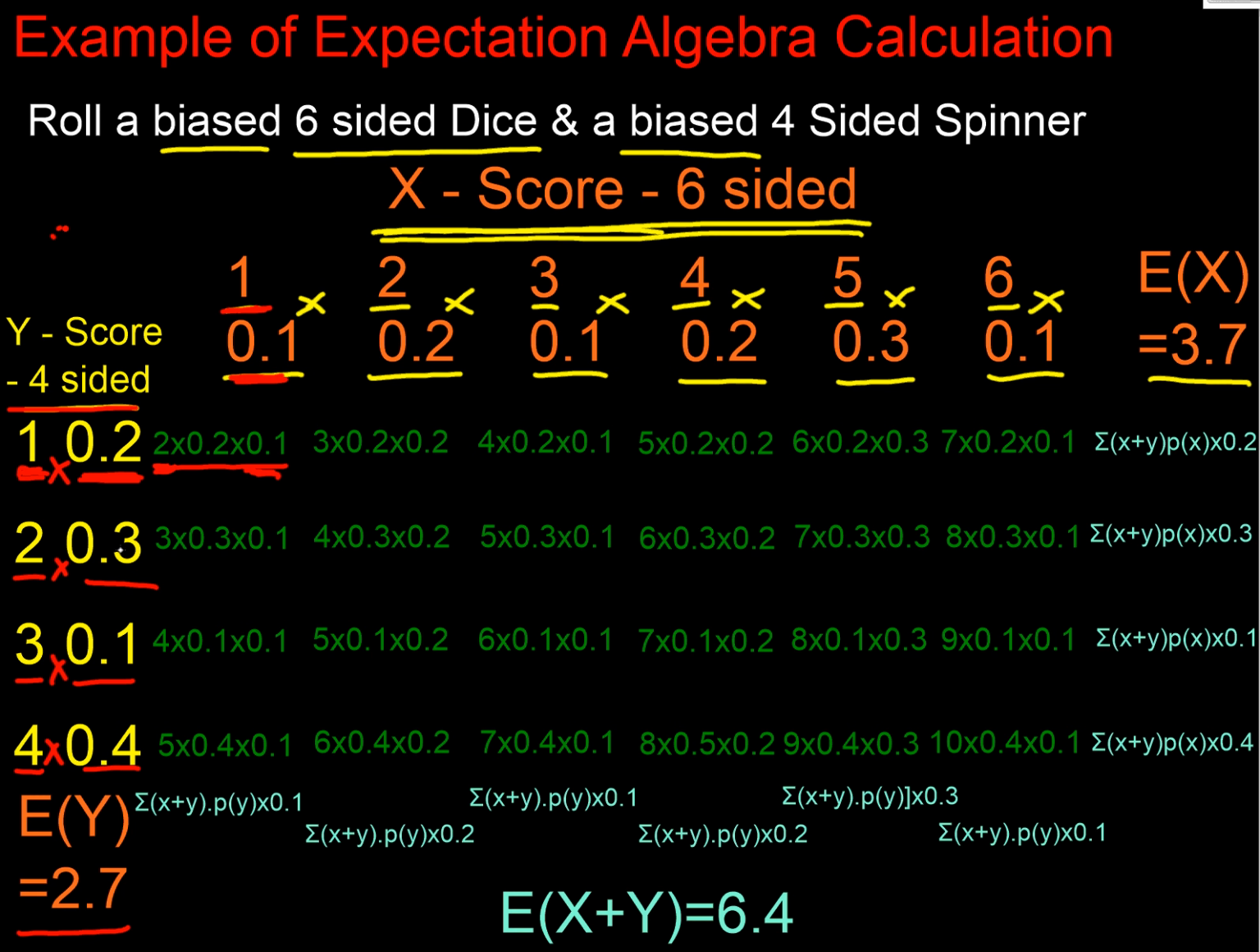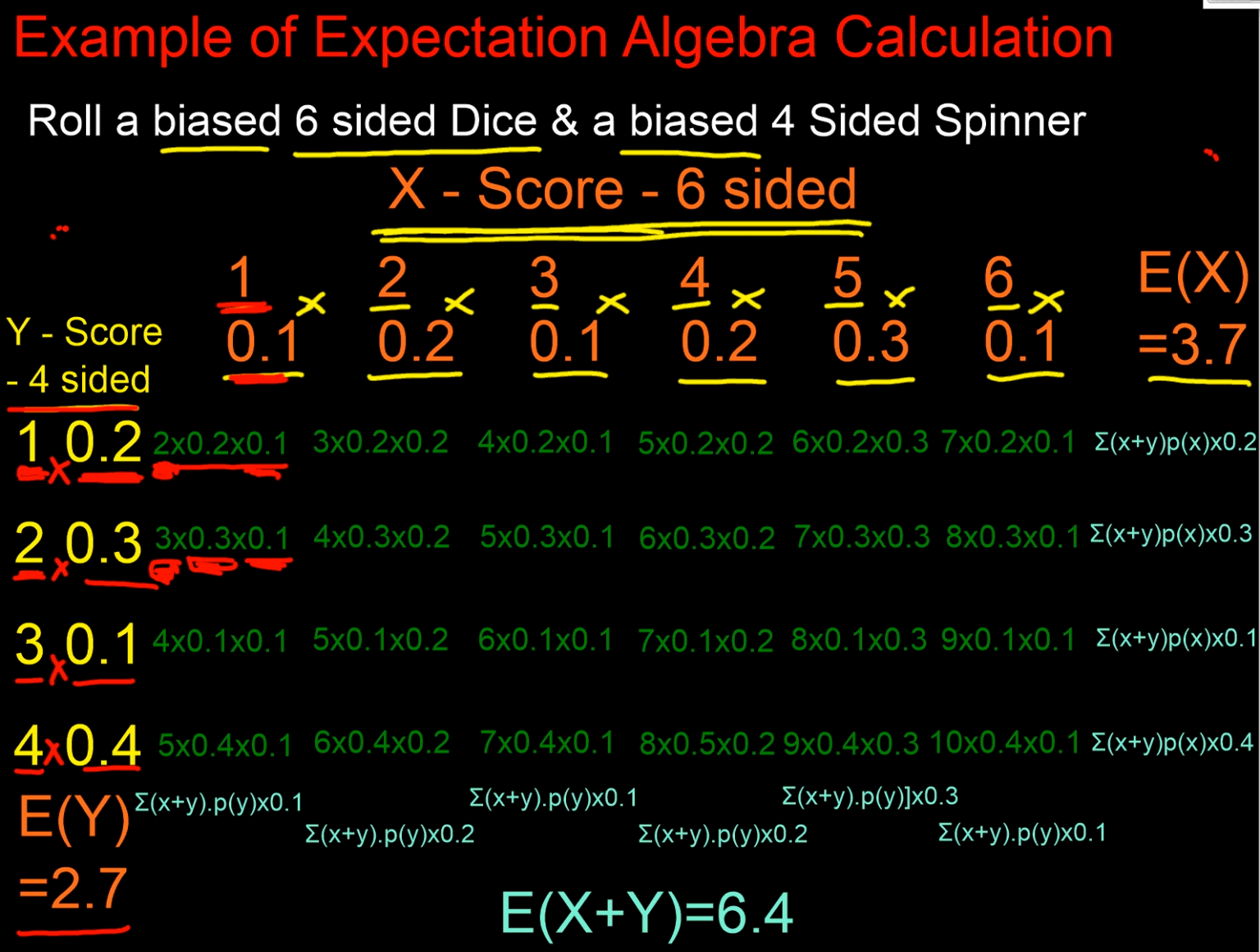So if we went down this first column, here's the score of 3, so we've got 2 on the spinner and 1 on the dice, and the probability of getting a 2 on the spinner is 0.3, and the probability of getting 1 on the dice is 0.1. And so here we have our score, that's our value, and our weighting is our two probabilities multiplied together. So here's our score of 3, and our weighting here is the combined probability 0.3 times 0.1. And we can go through here, so we've got 6 times 4, we've got 24 outcomes.